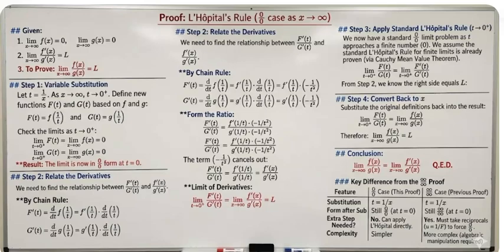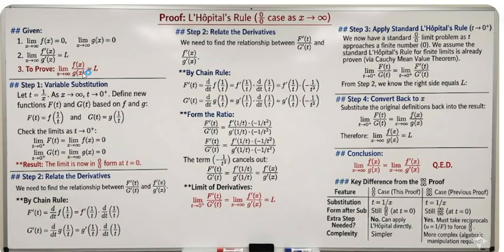Okay, we start again: proof of L'Hopital rule, 0 by 0 case as x tends to infinity. Okay, let us start that. What they have given: limit of f of x as x tends to infinity is equal to 0, and limit of g of x as x tends to infinity is 0. Then also they have given limit of f dash of x divided by g dash of x as x tends to infinity is equal to L.